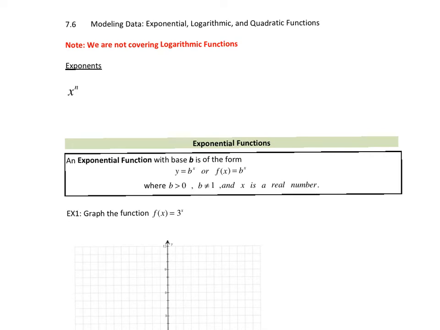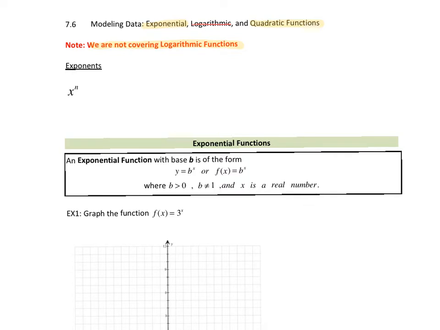In 7.6, we're going to look at other models besides our linear models. So in this section, our focus will be on our exponential and our quadratic functions. We will not be covering logarithmic functions that are in the section of your textbook. So if you see that, you can go ahead and ignore that. So again, we are not covering logarithmic functions, just the two, the exponential and the quadratic function.